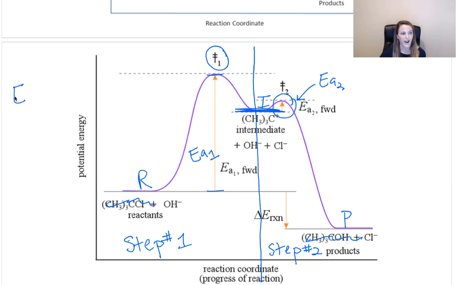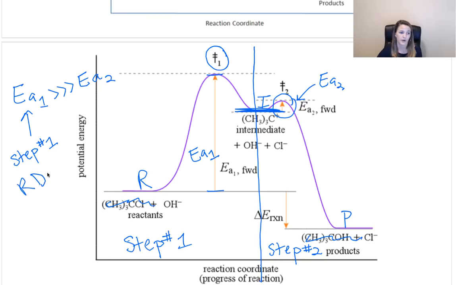Now what you can see is that your activation energy of 1 is much, much, much bigger than your activation energy of 2. So if I were to ask you, what is going to be your slow step here in this two-step mechanism, hopefully you would look right at this huge activation energy and say that step 1 is going to be your rate determining step, RDS. As we said last time, it could also be rate limiting step. Either is fine for me, okay? So then you see you go from reactant to transition 1 to intermediate to transition 2 to product, okay?